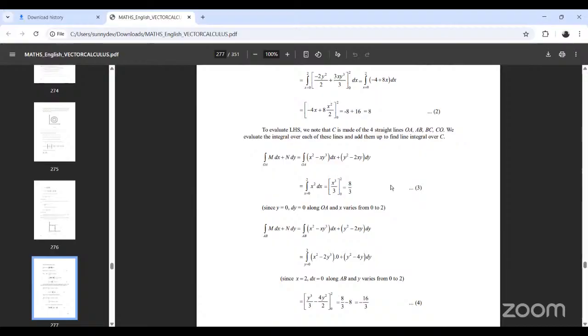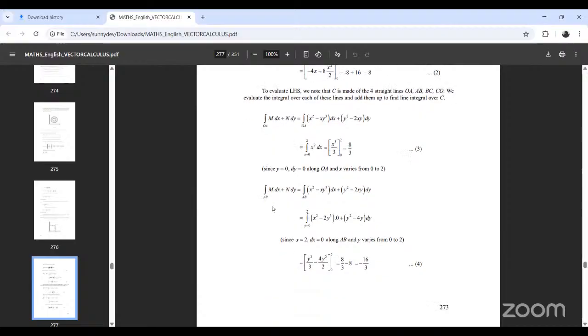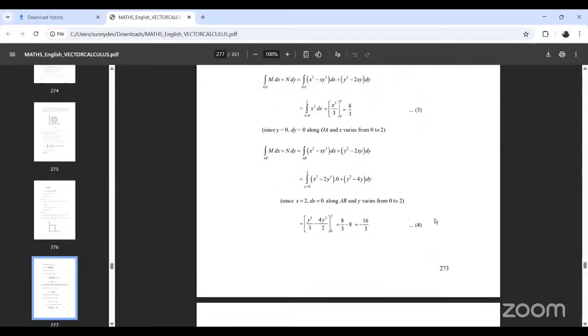Okay. Next, similarly along AB, x equals 2. So x is not changing, then dx becomes 0. But y is changing from 0 to 2. If we substitute x equals 2, the dx part becomes 0, so only y squared minus 4y, dy remains. So y squared integrates to y cubed by 3, and minus 4y integrates to minus 4y squared by 2, from 0 to 2. That is 8 by 3 minus 8, which equals minus 16 by 3.